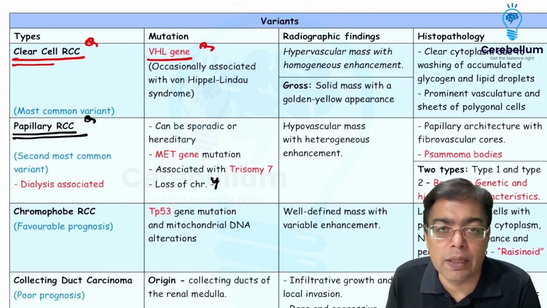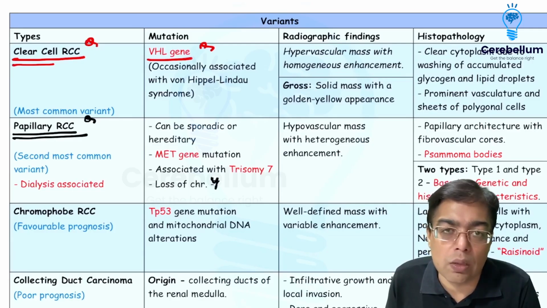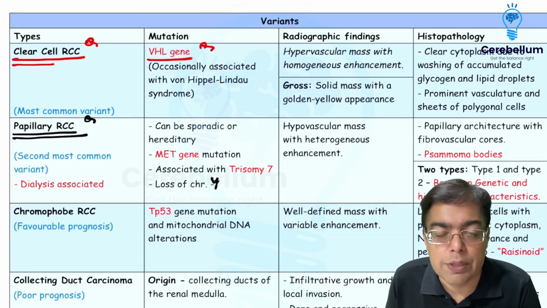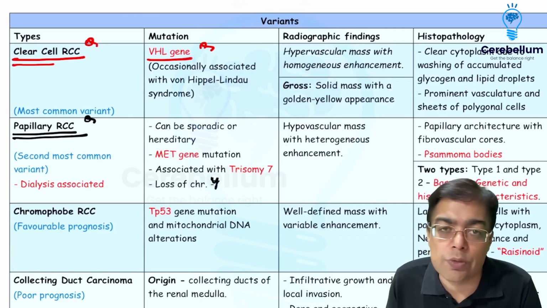This type of kidney cancer may also be seen in patients who are undergoing dialysis for a long duration of time. So dialysis associated cystic disease can progress into a cancer, and the type of cancer that will be associated in these patients is the papillary subtype.